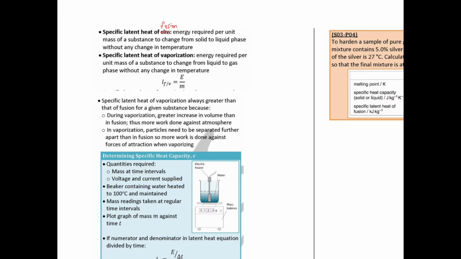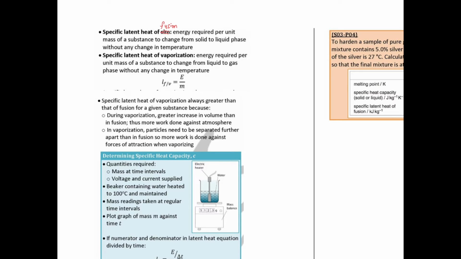So it works for melting, and if it is the other way around, maybe you think of freezing, where liquid phase changes to solid phase. So for freezing, we still use the same word, specific latent heat of fusion. Okay, we are still using that. So no matter melting or freezing, we use specific latent heat of fusion.